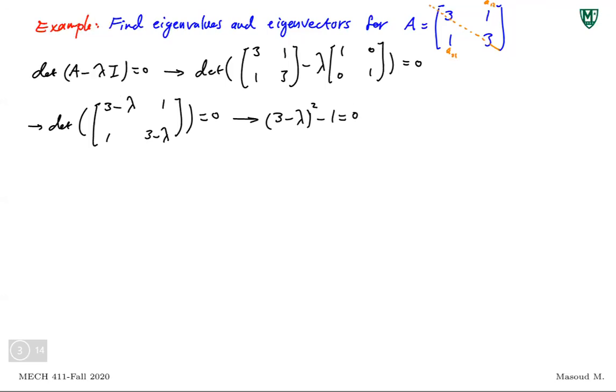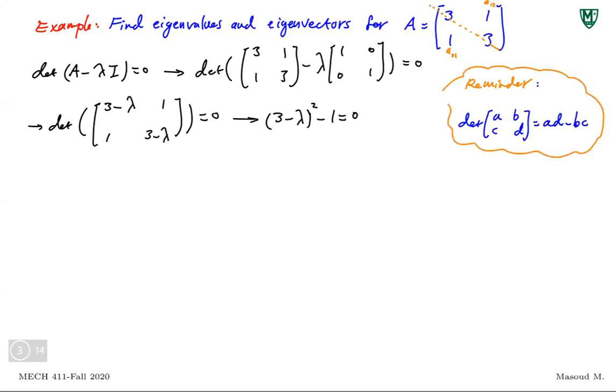As a reminder, if you do not remember and you're too shy to ask, the determinant of a 2 by 2 matrix, if it's A, B, C, D, was AD minus BC. That's how we were finding the determinant of a 2 by 2 matrix. So just keep it there in case you don't remember. So AD minus BC gives (3 minus lambda) squared minus 1 is equal to 0.